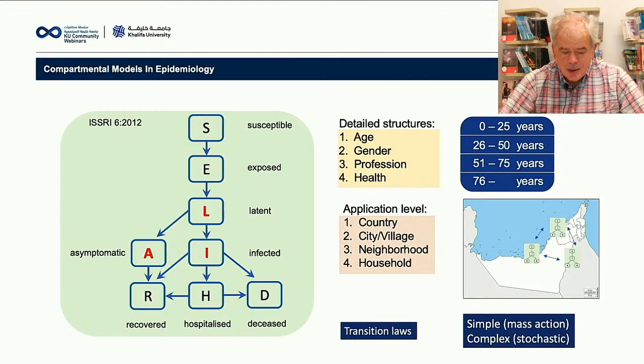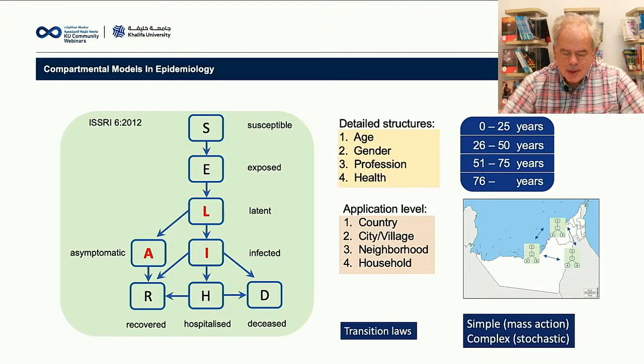Another extension for the use of these models is not to use one model for the whole country, but to use the model in the population of different major cities. For example, here in the Emirates, there are 3 different models applied in 3 different regions of the country, and then the results are combined in a certain way.